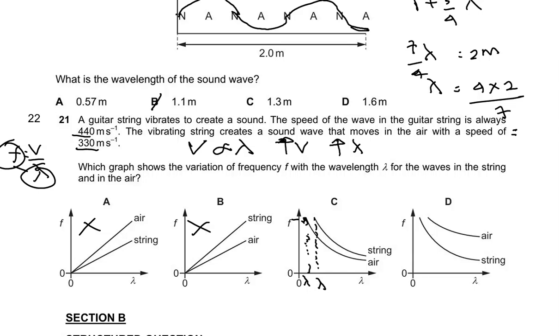The more it goes to the right on the x axis, the longer the wavelength. So the string must be above the air, because the wavelength is longer here. To the right, longer wavelength. Okay, so the answer is C.